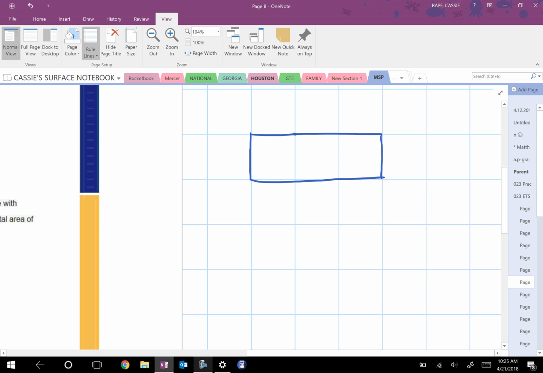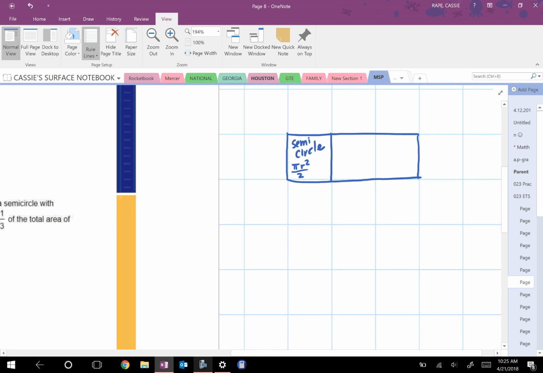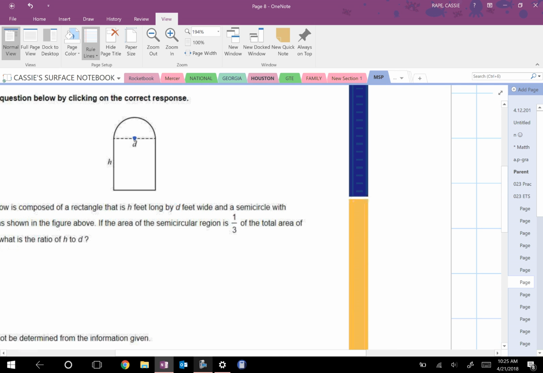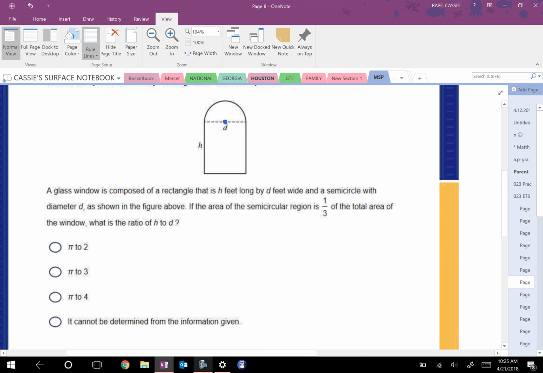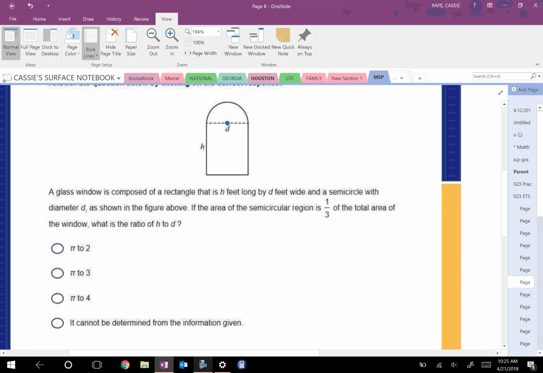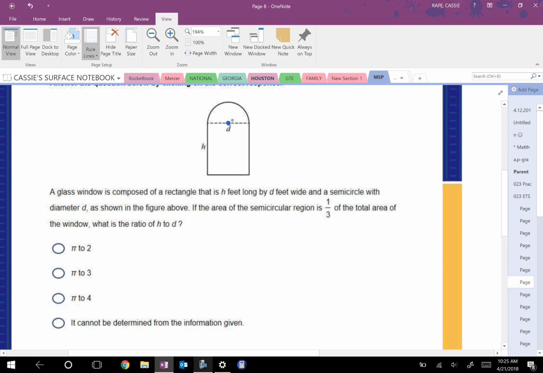And recognize that this is the semicircle. Okay? It is 1/3, and remember that that would be pi r squared divided by 2. But you'll notice that you don't have r. You are not given r. Instead, you're given d. And because you're not given any numbers here, it's a bad idea to introduce yet another variable. So instead of calling this r like we normally would, just say, well, r is the same as diameter over 2. So that's what we're going to use instead of r. Okay, r is half of the diameter.